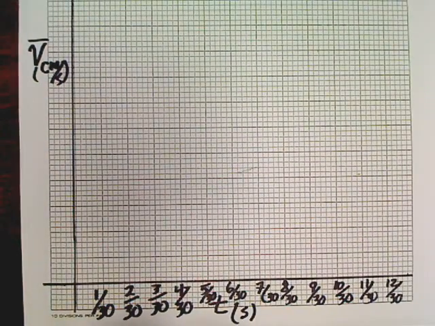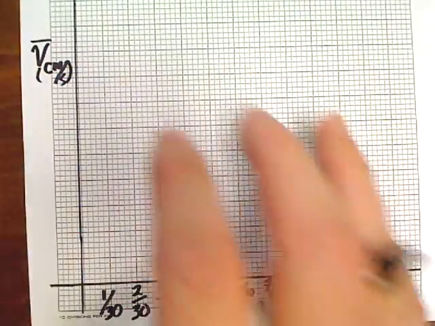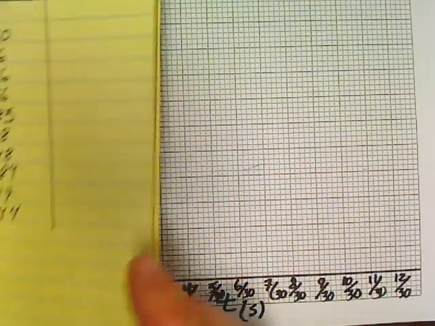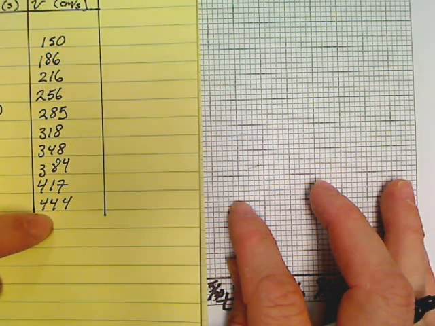This is actually a hard part people struggle with in science sometimes. You need to use as much of your graph paper as possible. And you want your axes to kind of go with your data. My data starts at 150 and finishes at 444.